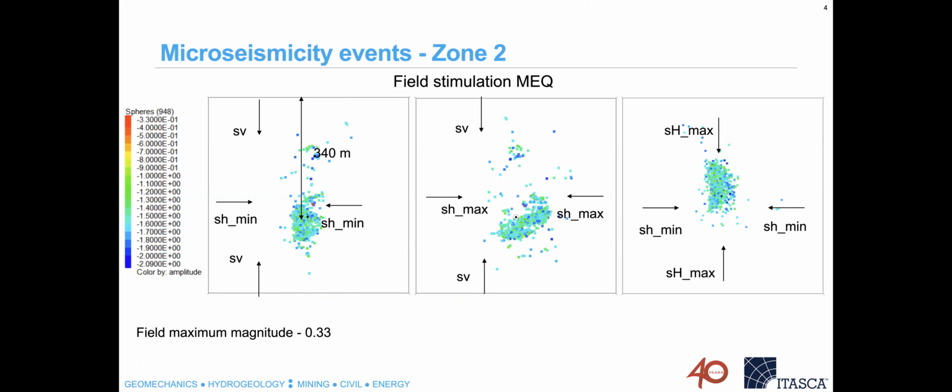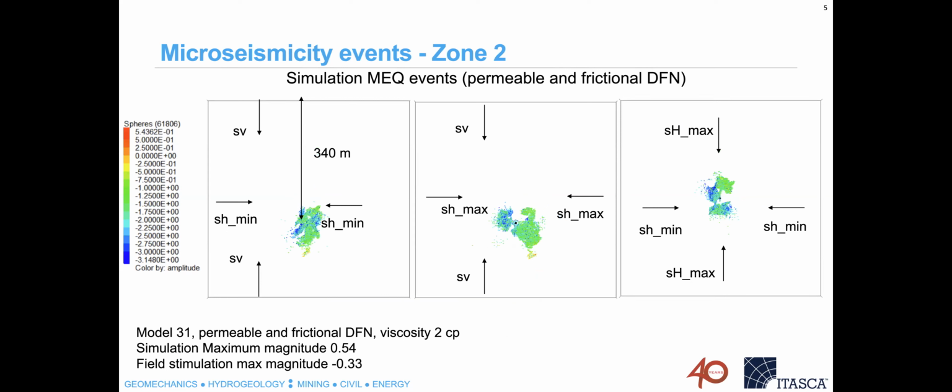And here is zone 2. Here are the field stimulation events, and the maximum magnitude is negative 0.003 in the 3 different wells. Next one, please. And here are our simulation results. Again, here is the permeable and frictional DFM. I didn't plot the DFM here, but actually there are thousands, like 10,000 DFM here.